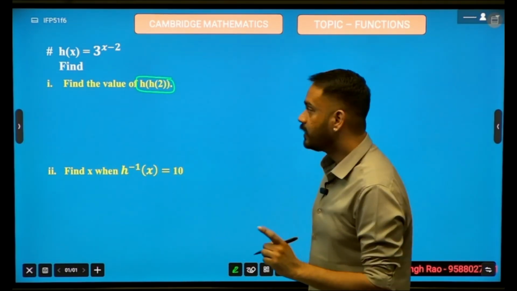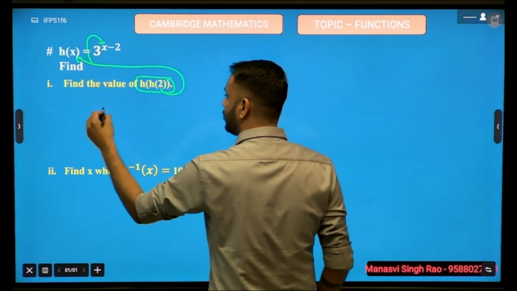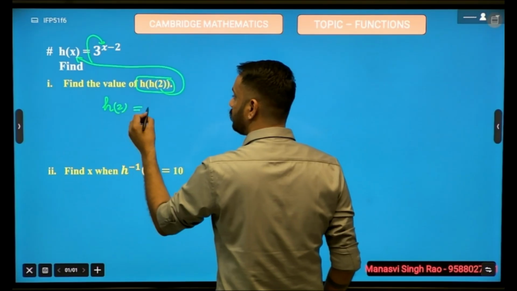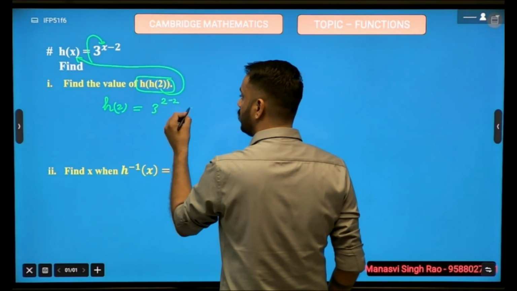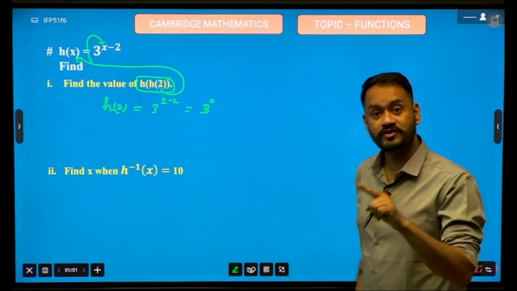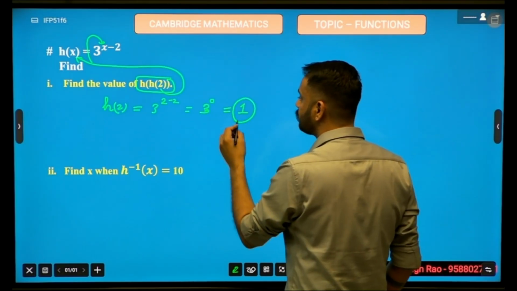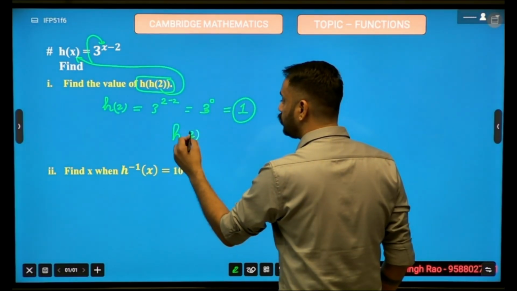h(h(2)) means in the function h we need to first put 2 here and here. So I'll write it as h(2) will be equal to 3 to the power 2 minus 2, and 2 minus 2 will be 0, and any number with the power 0 is always 1. So this was the concept. Now here 1 is the answer for h(2), equal to 1.